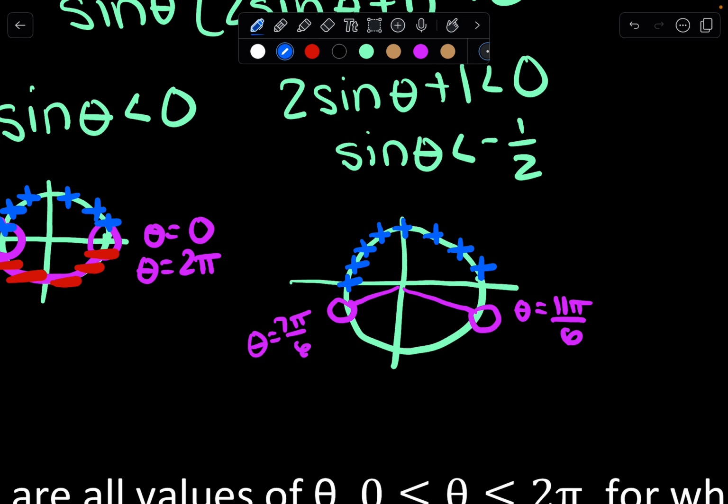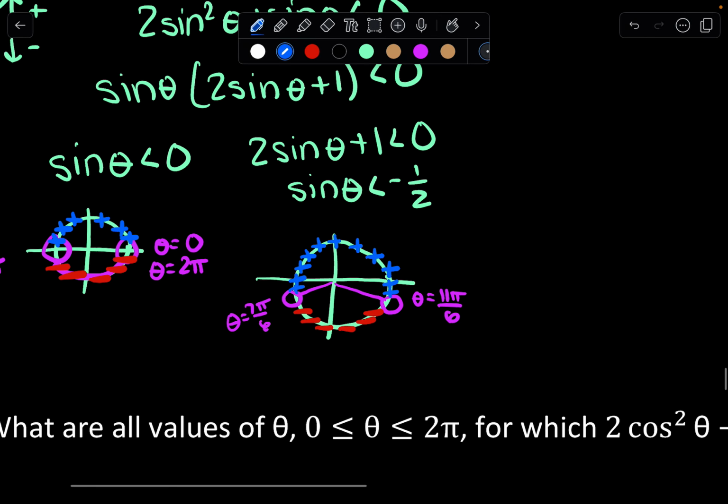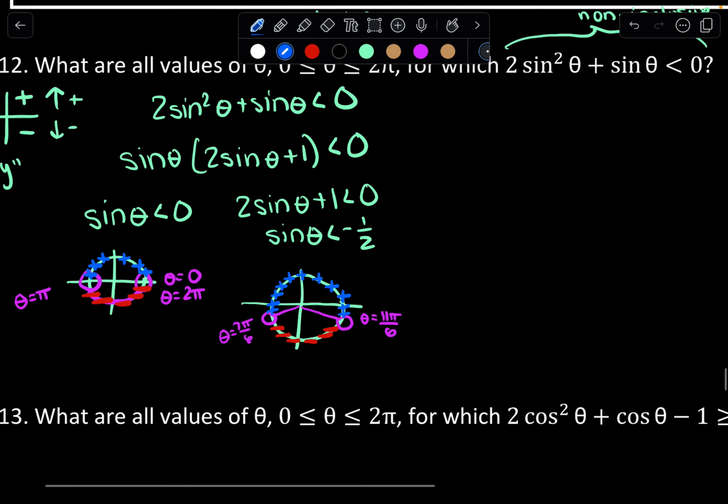And then even if I plug in pi, I'm going to get 0, which is not less than -1/2, it's greater. Now, once we hit 7 pi over 6, that's when it changes. That's when we have angles that satisfy the inequality. So any angle from here, so 4 pi over 3, 3 pi over 2, 5 pi over 3, and we come all the way around to 11 pi over 6. Now, any theta that is greater than 11 pi over 6 will not satisfy the inequality because it will be greater than -1/2. So this little interval here will be positive, okay?